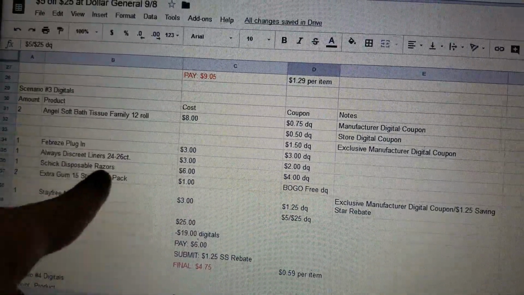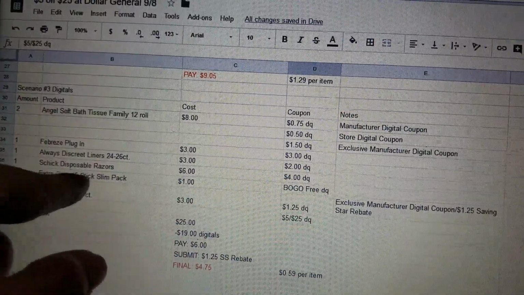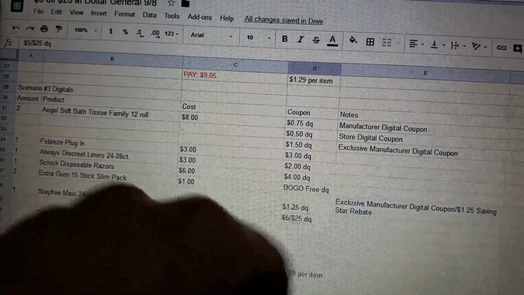One of the Schick disposable razors, it's $6. We have a $4 digital. Then two of the Extra gum, 15 stick slim packs. They are $1 each at the register. We have a buy one, get one free digital coupon.